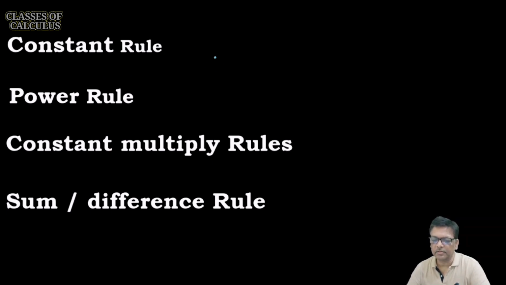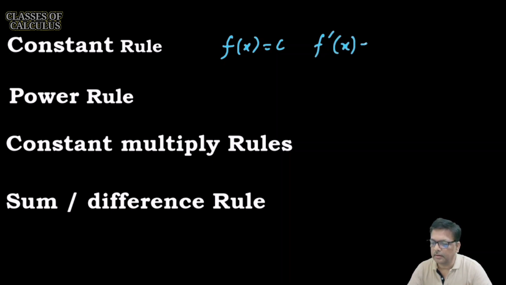What is the constant rule? For that, we take a function which is a constant one. We take f(x) equal to a constant, denoted by c, and the derivative of this function will be 0. So according to this rule, the derivative of a constant function is always 0.